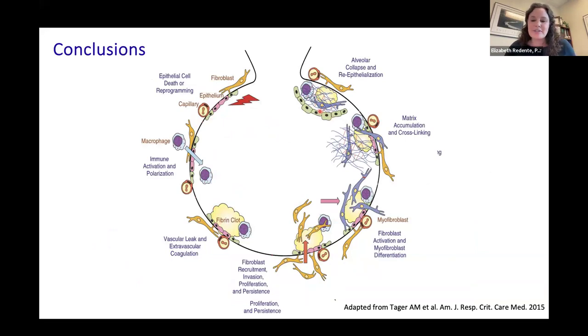And so taking the tools that we've talked about today, whether it be genetics, age, sex differences, repetitive injury, targeting specific cell types, there is an opportunity with all of these tools. I think we're quite fortunate to think about all the different points along this pathway where we can think about intervening in the development of therapeutics.